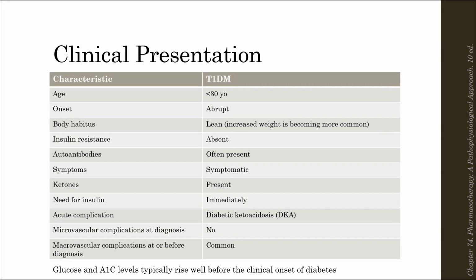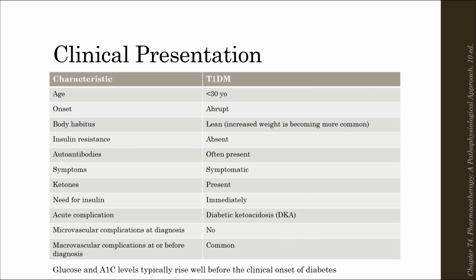Patients are typically more lean. In our type 2 diabetics, they're usually overweight. In type 1, these patients are a lot of times lean, but increased weight is becoming more common in type 1 diabetics. That's probably just from the nature of the American diet and lack of exercise. Increased insulin resistance is absent in these patients, and that's just because these patients aren't making any insulin at all.